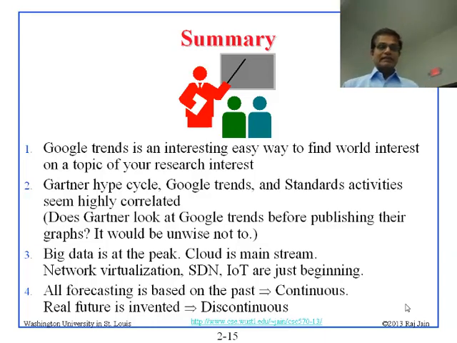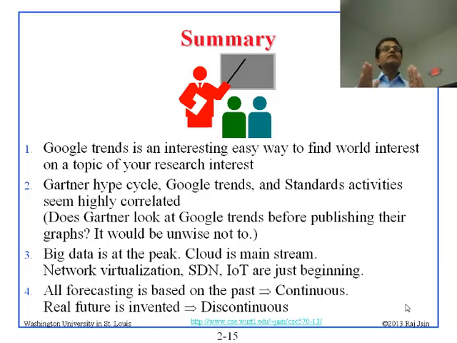Then also, third thing you can verify now from two sources, that big data is at the peak, cloud is mainstream, network virtualization, SDN and IoT are just beginning. So they are all on the left side of the graph, the peak. All right? All forecasts. Now, there's one point which I wanted to make, which is really the point I make whenever I talk about the trends at many places, and I would have a whole presentation on that, but all of this forecasting doesn't matter.